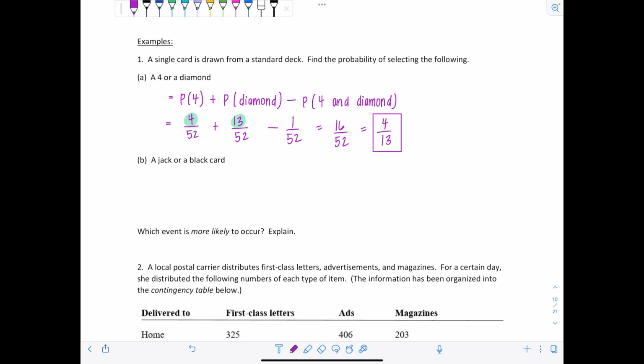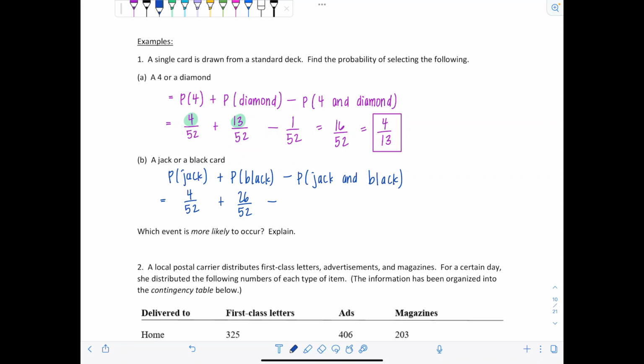Good. Next example, what's the probability of getting a jack or a black card? Okay, so that's going to be the probability of getting a jack plus the probability of getting a black card minus the probability of getting a jack and black. All right, so how many jacks are in the deck? There's 4, right? So 4 out of 52 plus how many black cards are in the deck? Half of them, right? So 26 out of 52.